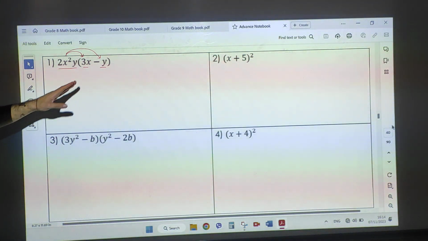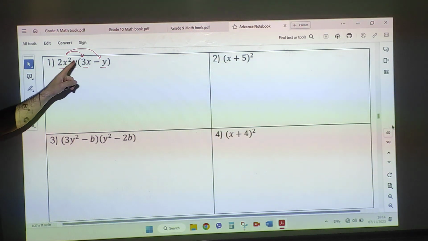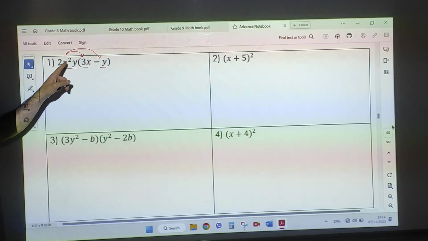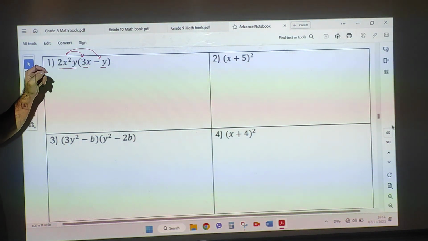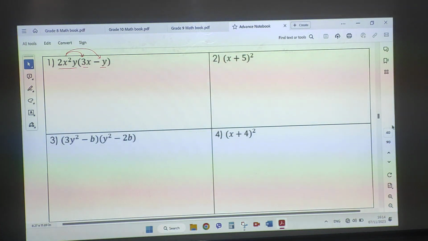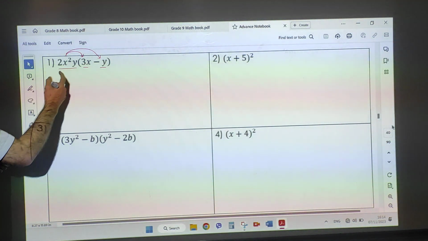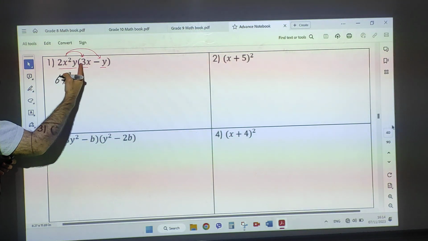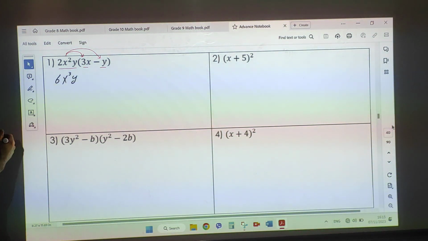2x power 2y multiplied by 3x. Always you multiply the numbers by each other. If you have the same letter, you only add the powers, x and x, you add the powers. If you have one letter in one place only, and the other one you didn't have, you just write the same. So 2x power 2 multiplied by 3x, in the numbers it would be 6, x power 2 plus 1, 3. Y, we just have that y. That's done for the first part.